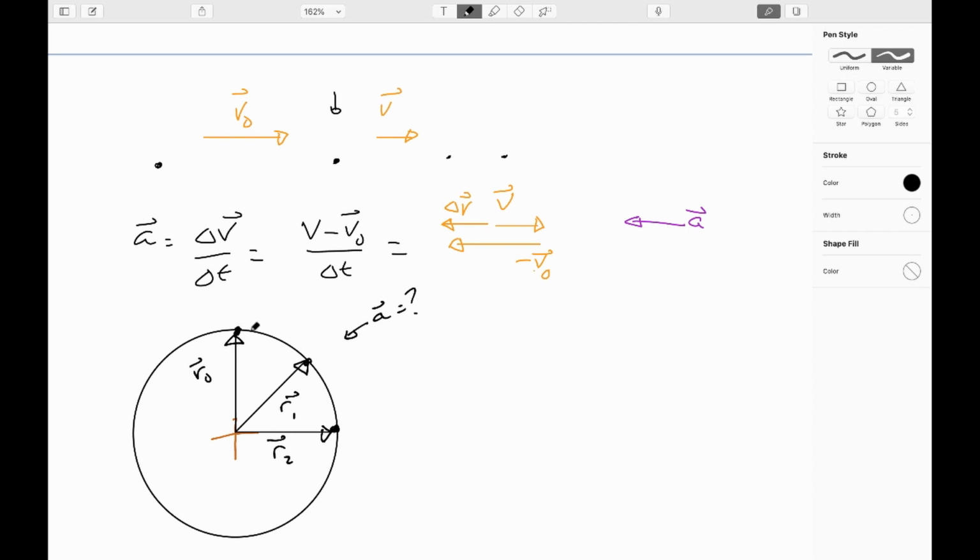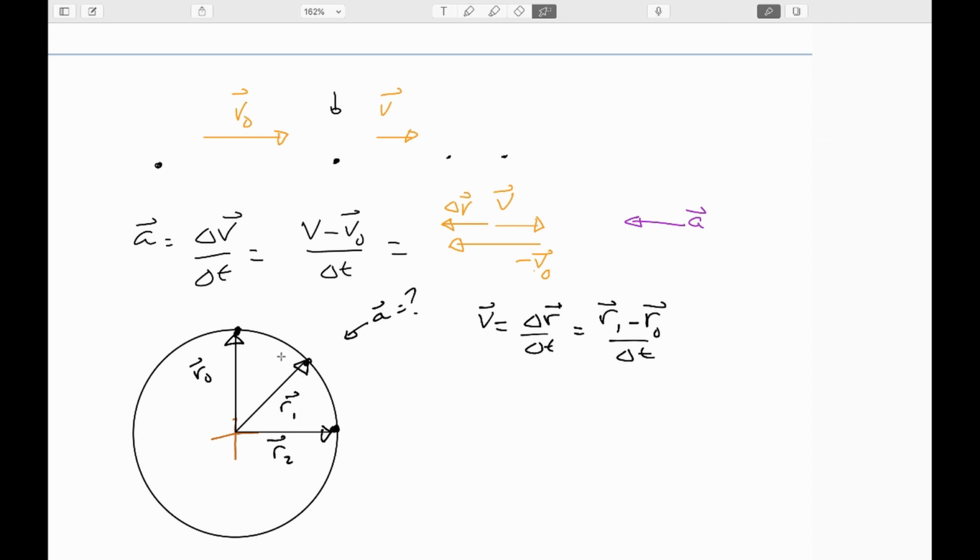So let's first work on finding the velocity in the interval before this dot here. To that end, we can remember that the velocity is the change in position with respect to time. So this would be r1 minus r naught over delta t. So let's go ahead and do the whole r1 business.